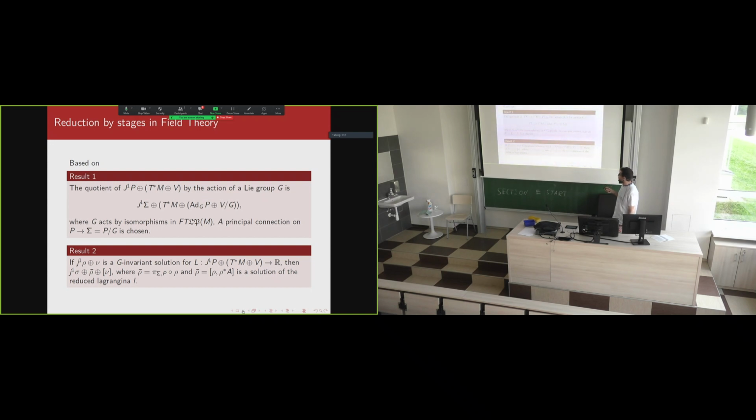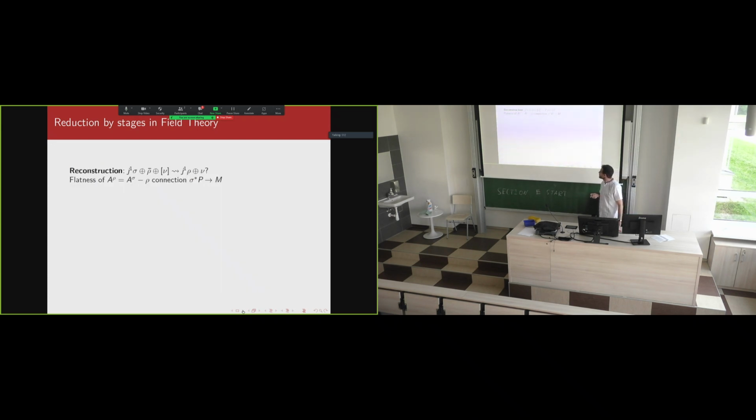And then I have another result, so that anytime I have a solution which is G-invariant of a Lagrangian system in these LP bundles, then I have a reduced section, which is also a solution of the reduced Lagrangian I can define with the G-invariance.